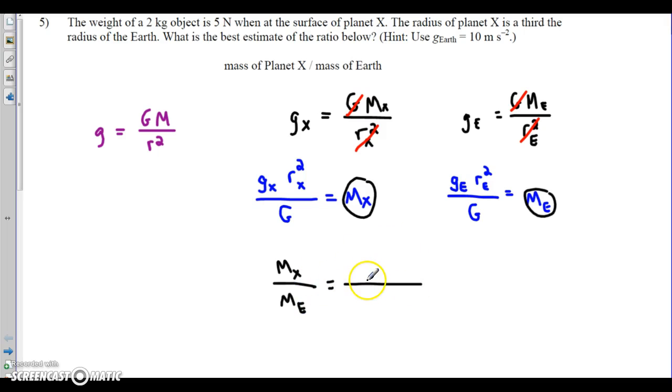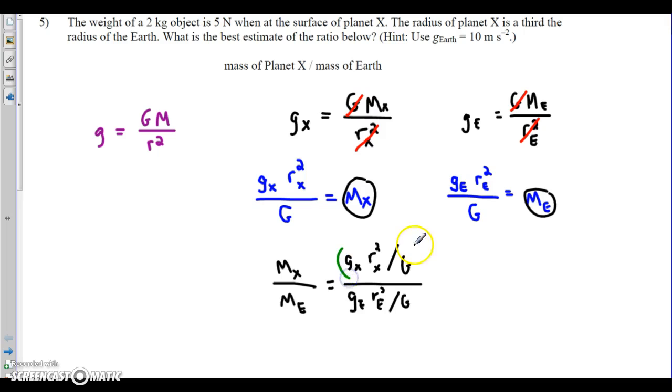On the top here, I'm going to rewrite this whole thing, because that's what m_X equals in the numerator. So I rewrite that. I've got g_X times r_X squared over big G. And then in the denominator, right here for m_Earth, I'm going to rewrite this whole thing, which is what m_Earth equals, over G. And you can see that the big G will cancel out.